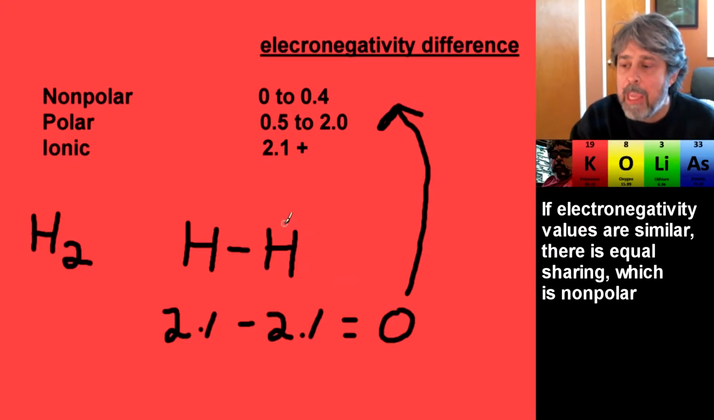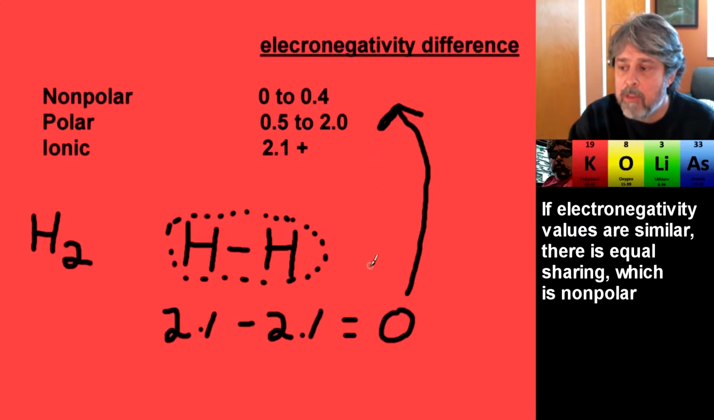This means they have equal sharing of electrons. All the electron density is going to be equally shared. It's like having a tug of war with someone who's of equal strength with you. Neither is going to pull towards itself. You're going to have equal sharing. This is what nonpolar is about.